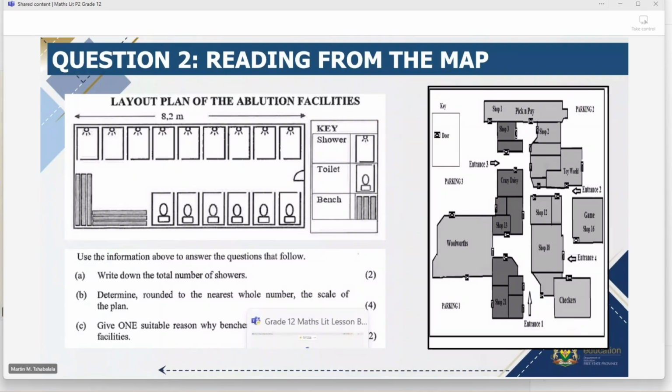How many shops are there? You count because they are written shop 1, shop 2, all the stuff. Give the general direction from shop 21 to Toy World. If the compass is given there facing up as north, you can say it's going to be northeast or whatever. Go and practice things like those that are attached to the map.